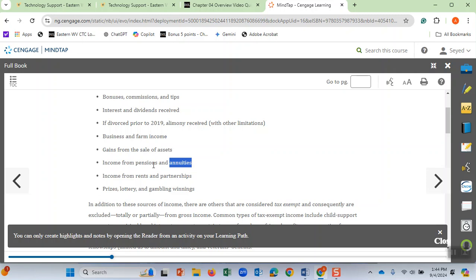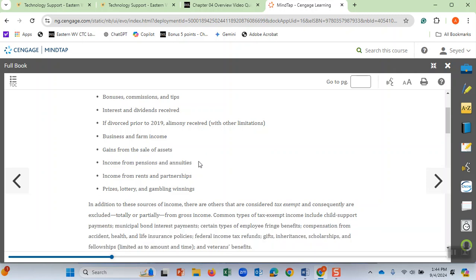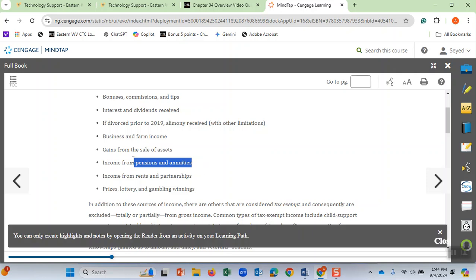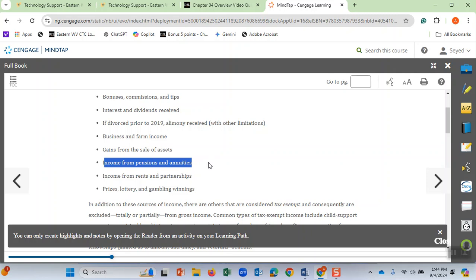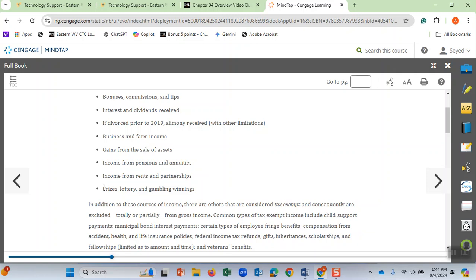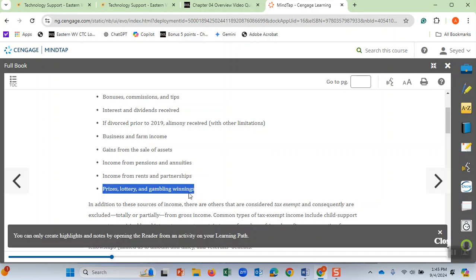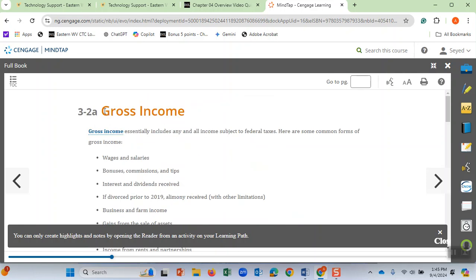I just want you to know, we already talked about pensions and annuities. These days, many of you have heard of 401k and 403b, which are also retirement accounts that give some income. Usually younger people don't have as much from pensions and annuities. Retired people and elderly people have those incomes. There is also income from rent and partnerships, because you have properties. Prizes, lotteries, and gambling count too. When you gamble and make some money, you have to pay taxes on it as well. You add all of this together, and that becomes gross income.